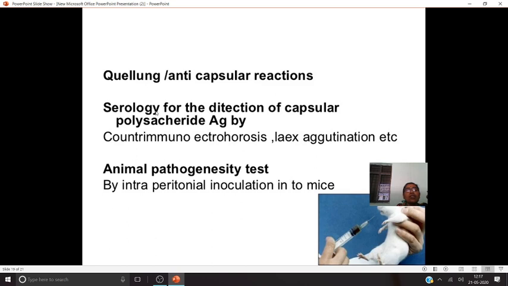Not only the quellung reaction and agglutination test, you can also do the animal pathogenicity test by intraperitoneal inoculation into a mouse. So we are injecting the specimen into the mouse by peritoneal inoculation. Also we can detect the pathogenicity by the animal.